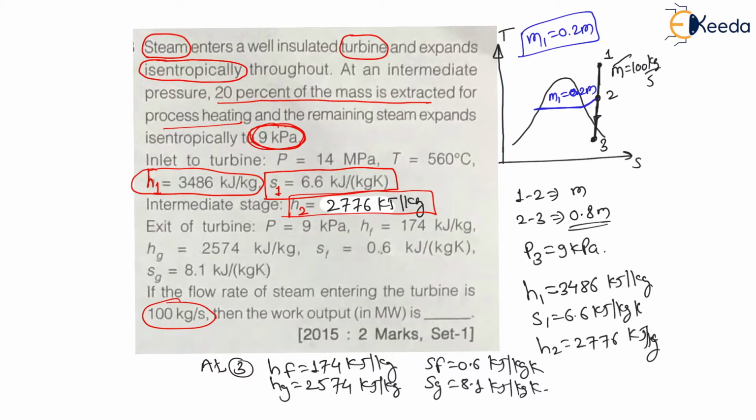So let us write somewhere: m is equal to 100 kg per second. Now the question is, then the work output in megawatt is... Now here, what will be the turbine work output in megawatt? And it is a fill in the blanks.